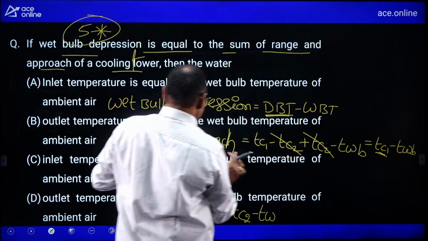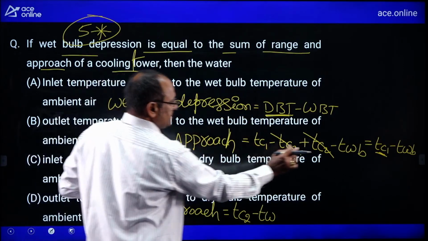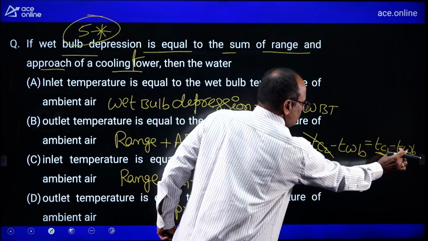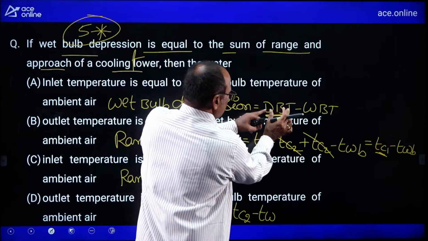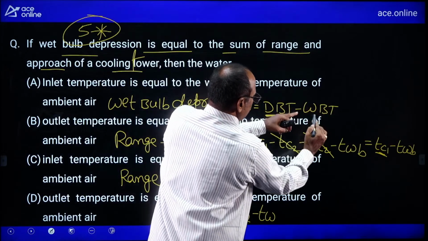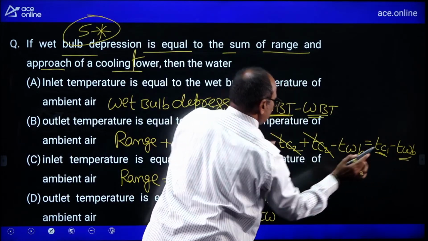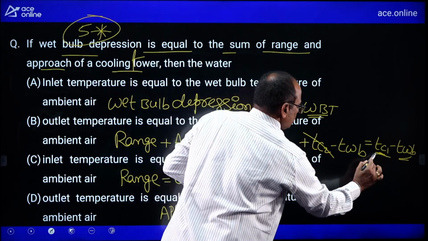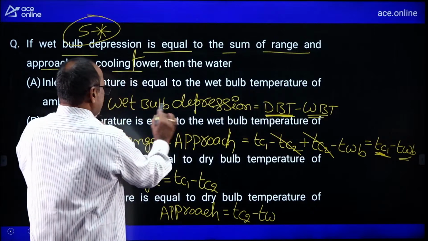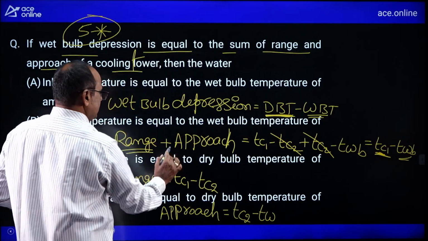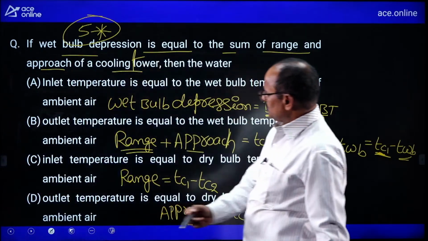Since here the sum of the range and approach is TC1 minus wet bulb temperature, whereas wet bulb depression is dry bulb temperature of the atmospheric air minus wet bulb temperature, these two quantities are equal. If the cooling water inlet temperature is equal to dry bulb temperature of the atmospheric air, the wet bulb depression is equal to the sum of the range and approach. Now look at the options.